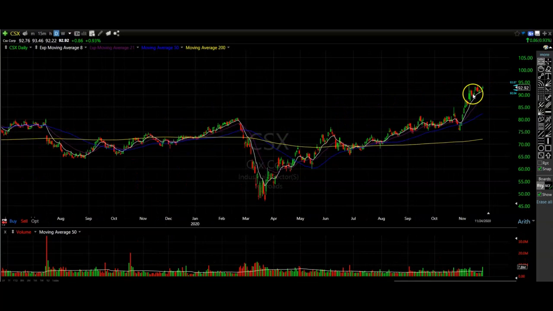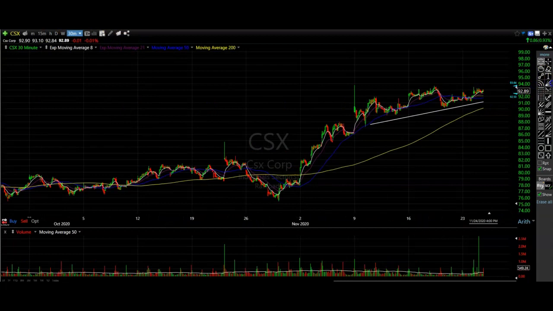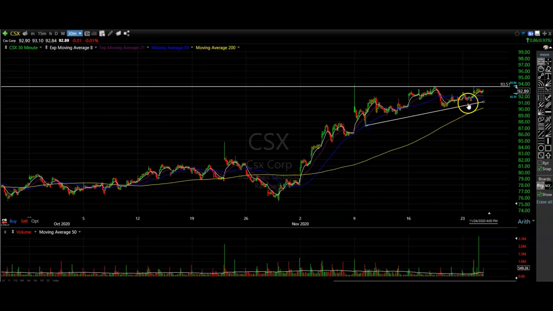Let me go to the hourly chart. I can see it a little better. Actually, let's go to the half-hour chart. I can see it even better than that. But I am hoping for an explosion move out of this consolidation, and hopefully we'll see price in the upper 90s in the next day or so.